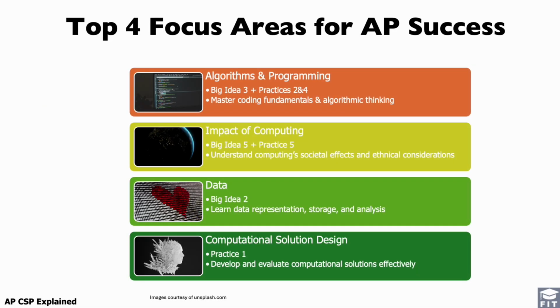To work smarter, we'll concentrate on 4 essential areas that offer the most impact on the AP CSP exam. 1. Algorithms and programming. Big idea 3. This is the core of coding, understanding how to write and analyze code using loops, conditionals, variables, and functions. 2nd, impact of computing. Big idea 5. Explore how computing affects society, including topics like privacy, security, and the digital divide. Expect questions that assess your understanding of these impacts.